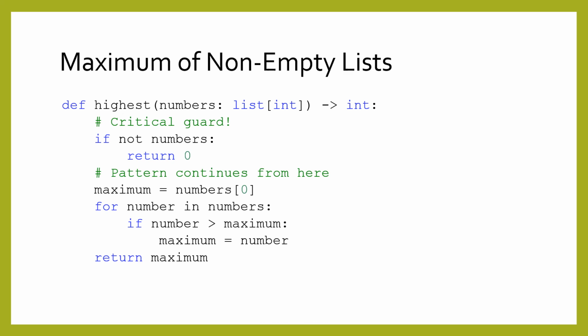A small but important detail often overlooked with the minimum and maximum patterns is that they require the list to be non-empty before you initialize the accumulation variable. Remember, you cannot index the first element of an empty list, since there is no first element in an empty list. Therefore, most practical implementations of the pattern will begin by incorporating the guard pattern that we previously learned about in logical patterns.